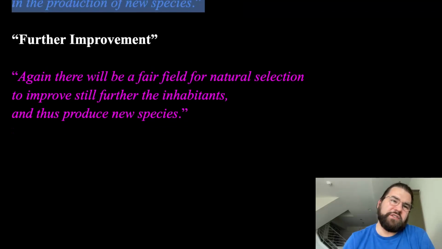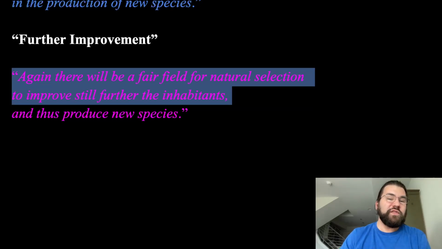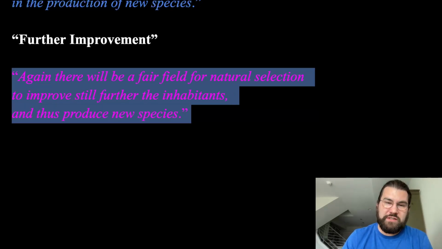And a final selection from Darwin here on this topic, just thinking about how species over time are going to be further improved, at least to their environments, their fit. So Darwin says, again, there will be a fair field for natural selection to improve still further the inhabitants and thus produce new species. So in this view, over time, as we're isolated, as natural selection is working on the populations, in theory, over time, very long periods of time, very slow change, we will see the inhabitants of a space becoming better and better fits to their environment, provided that the environment isn't changing too quickly at the pace that generations can renew themselves.